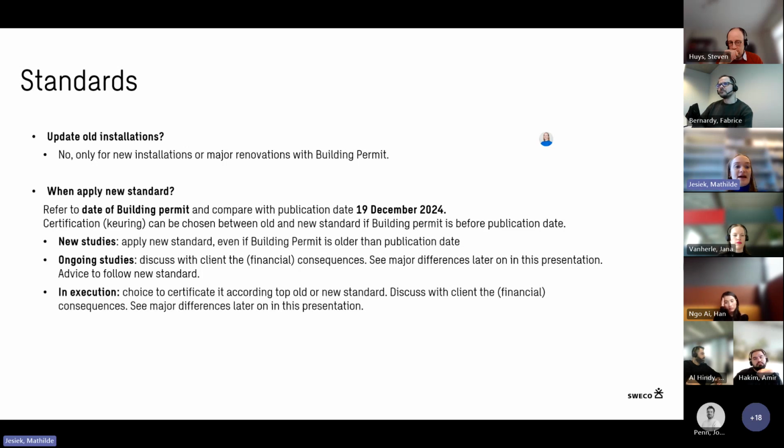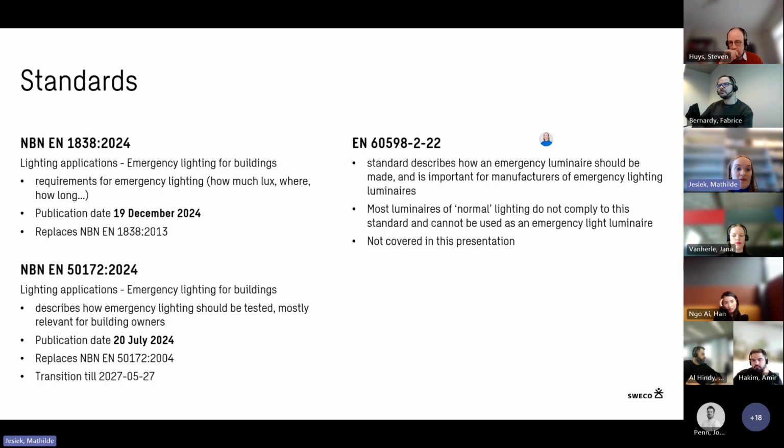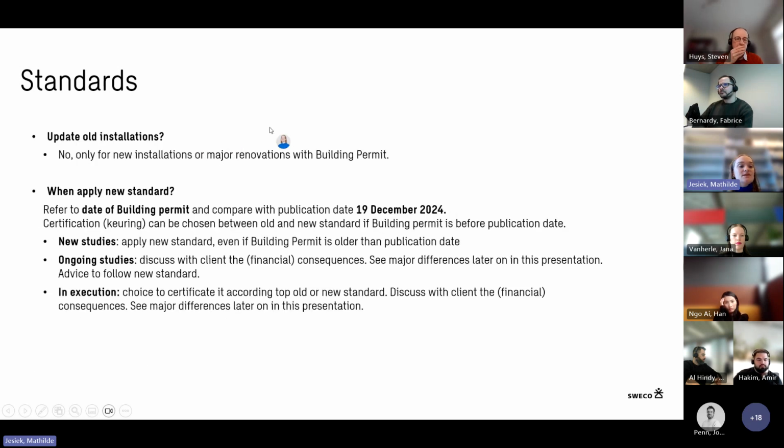So the standards, the new EN 1838. There's a new standard, but that doesn't mean that we need to update all existing old installations. Only new installations, so new buildings we are designing or new major renovations with a building permit that we are designing, need to follow these new rules. And the date of the building permit that will be leading is the date of publication of the norm, which was 19th of December.